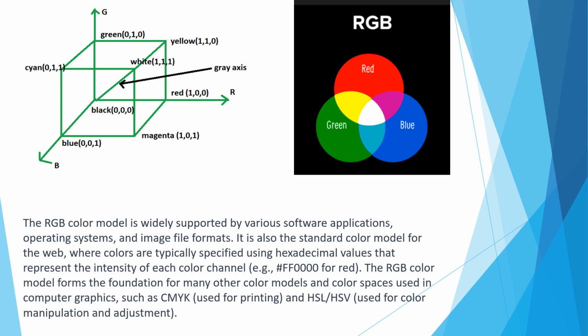The RGB color model is widely supported by various software applications, operating systems, and image file formats. The RGB color model forms the foundation for many other color models, such as the CMY model and the HSL or HSV model, which are used for color manipulation and adjustment.